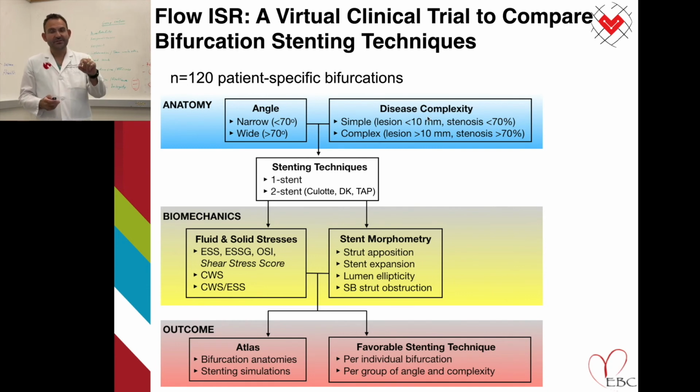Each bifurcation is computationally stented with 4 different techniques: 1 stent technique or 2 stent techniques, Culotte, DK crush, TAP. Then for every bifurcation stenting technique, we calculate biomechanical factors like fluid and solid shear stresses, fluid stresses, as well as stent morphometry parameters like strut apposition, expansion, and so on. And then we create an atlas essentially of bifurcation anatomies and stent simulations.